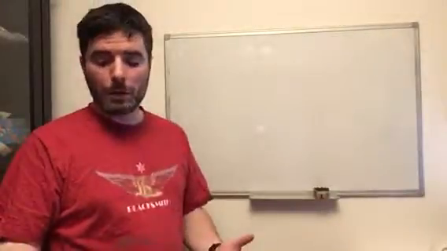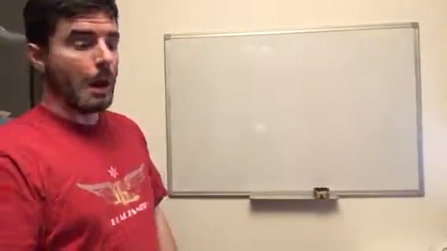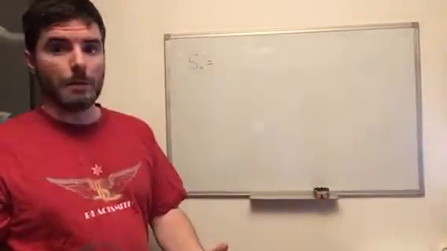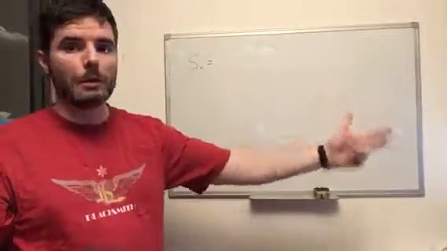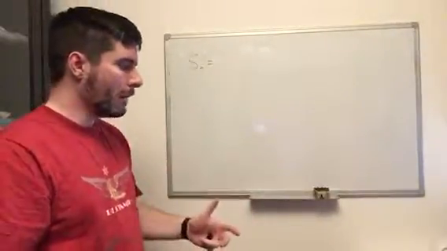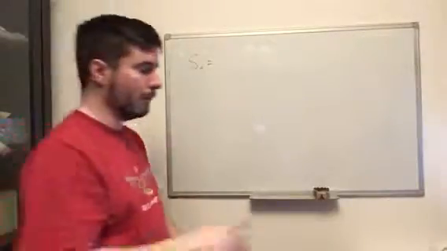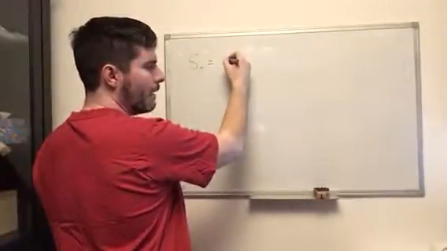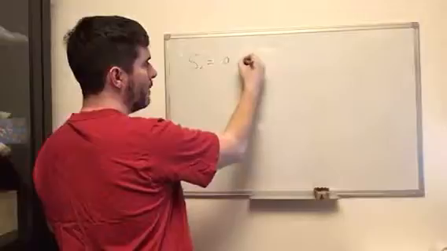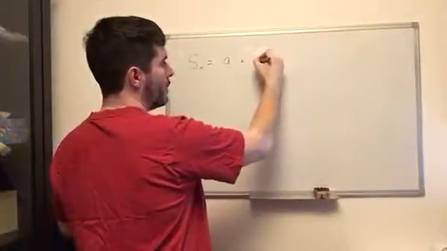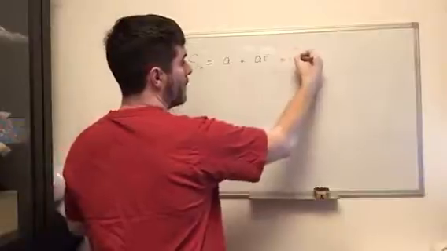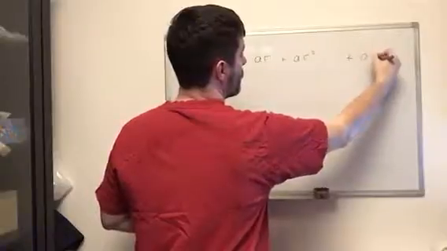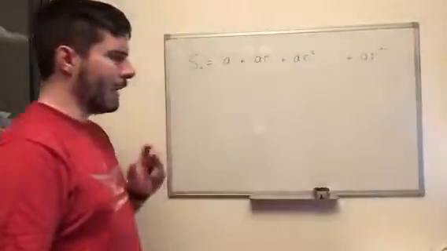So in a geometric sequence, if we want to know the sum, well, the sum to n is going to be equal to the first term plus the second term plus the third term and so on until the nth term. Now we know that this is given using a formula. We can say that the sequence is equal to the first term plus the second term, plus the third term, all the way up to the last term, which is given by ar to the n minus 1.